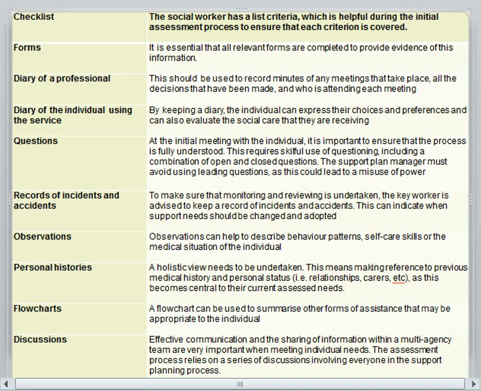Okay, so moving on to the second part of P1, where you need to think about what sort of assessment tools professionals may use after considering the cycle and the process that underpins assessment. Here is a list. This will also be provided to you as a handout. Should be on Moodle, available to you. So there's checklists, there's forms, there's the diary of a professional, a diary of a service user, questions, records of incidents and accidents, there's observations, personal histories, flow charts and discussions.